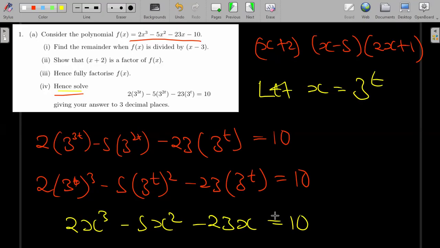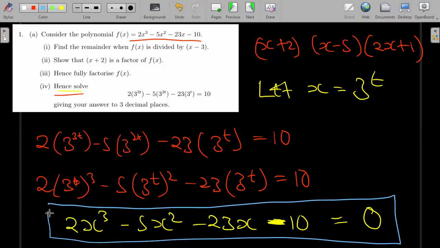So what am I going to do with this? I'm just going to take this value to the left. If I take this 10 to the left, it's going to become minus 10, and then it is equal to 0. So what do we notice? We notice that this function here is the same original polynomial that we had there. So when we factorize this polynomial completely, we got this.